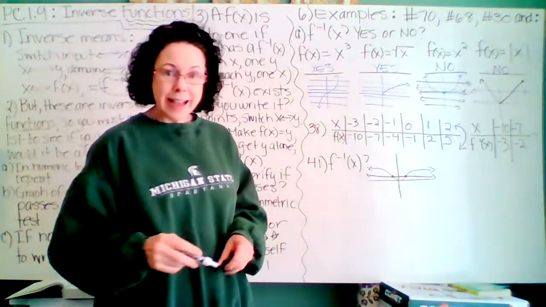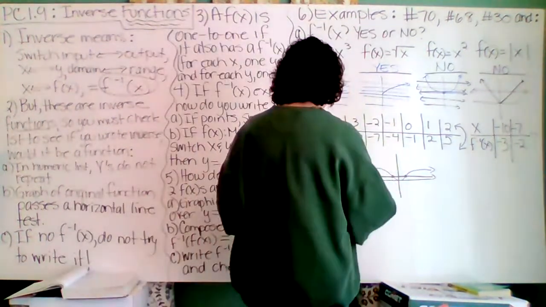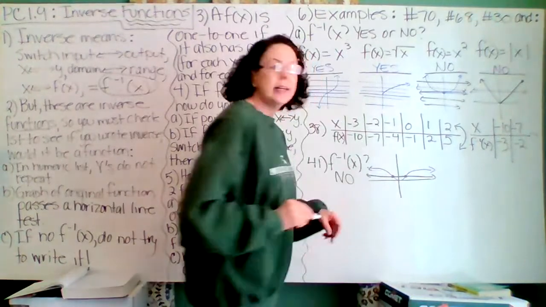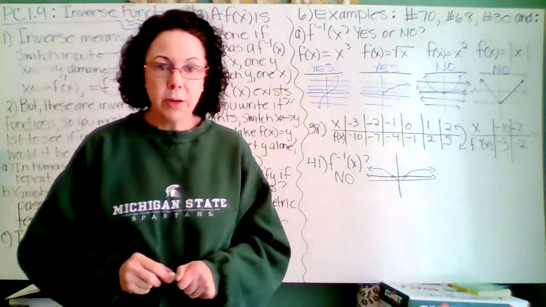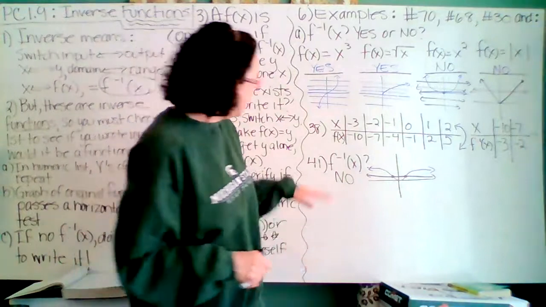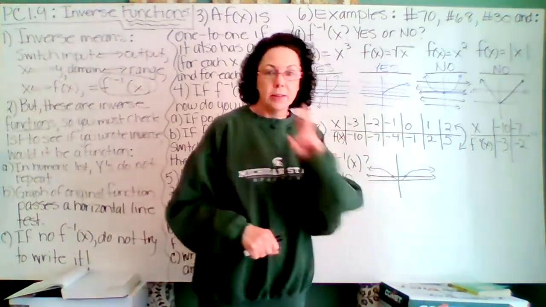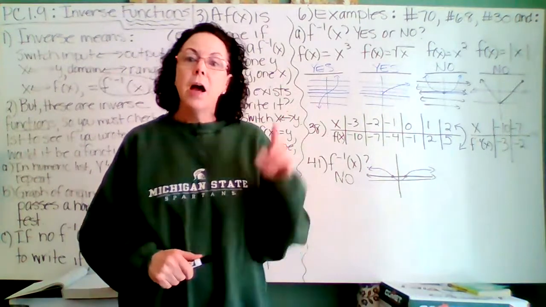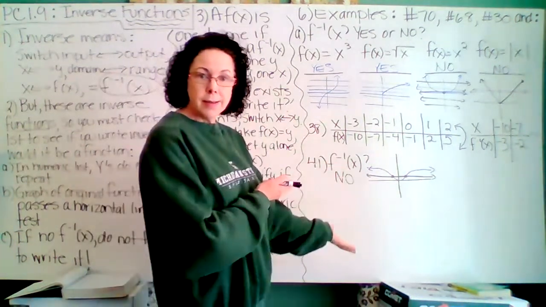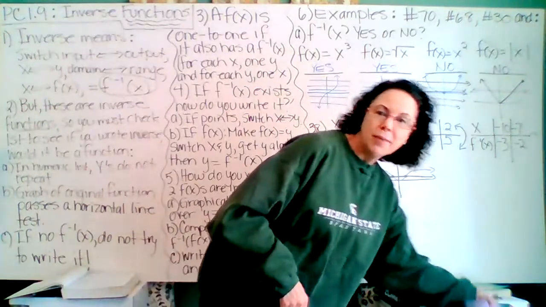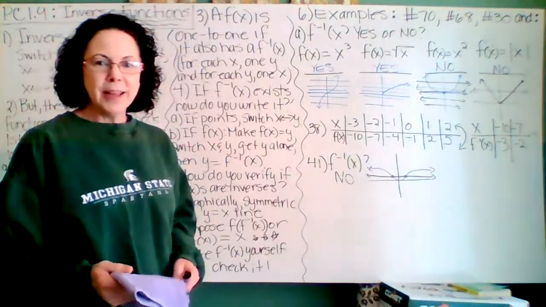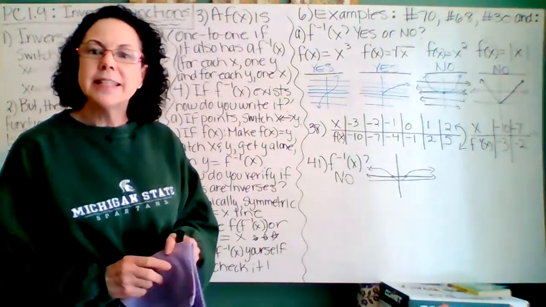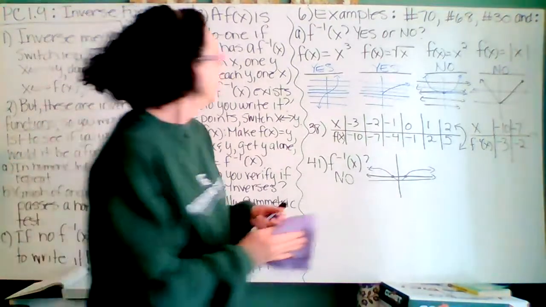Number 41, for this graph, is there an inverse function? No, there is not. It does not pass a horizontal line test. It hit at more than 1 point when we drew a horizontal line, meaning for this one y, there's 2 x's, not an inverse function. I'm going to erase. So you may want to pause me if you're a little behind, and we're going to do 70, 68, and 30.